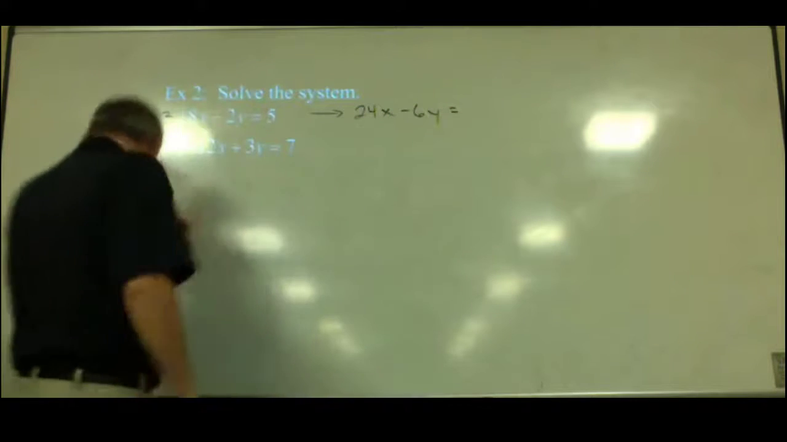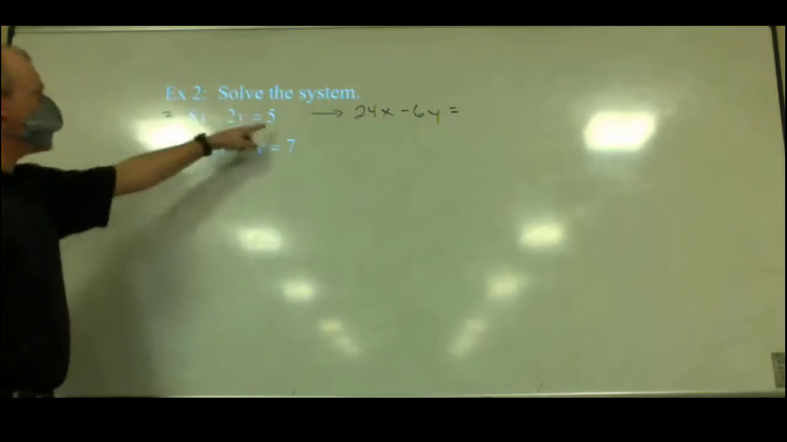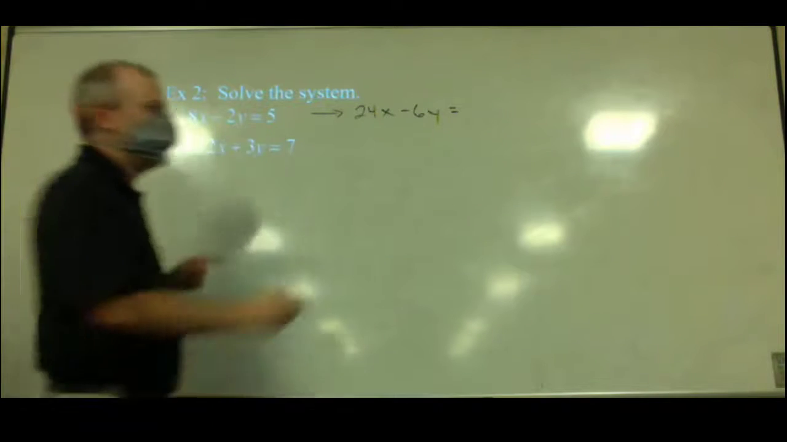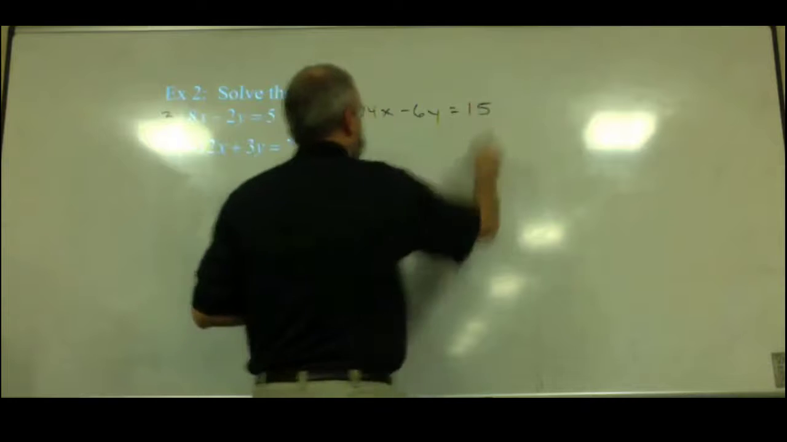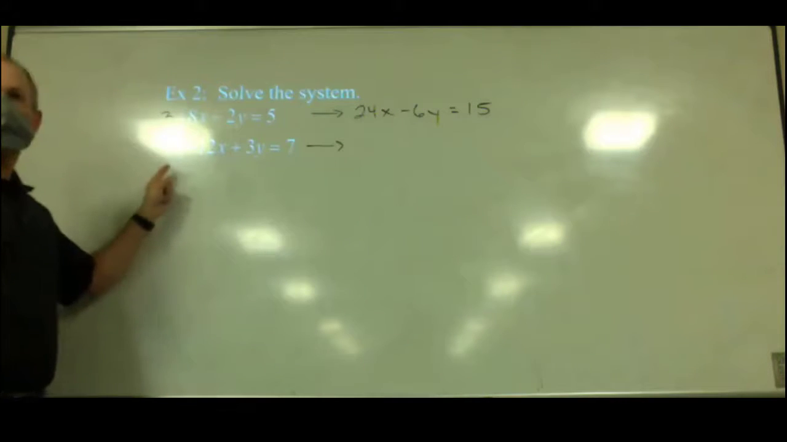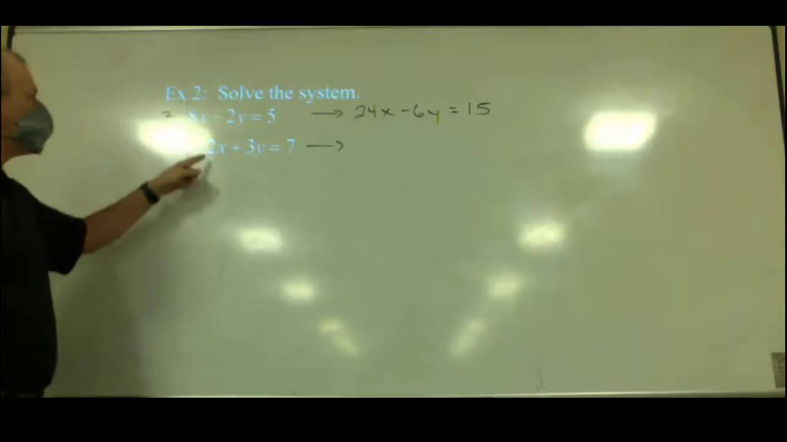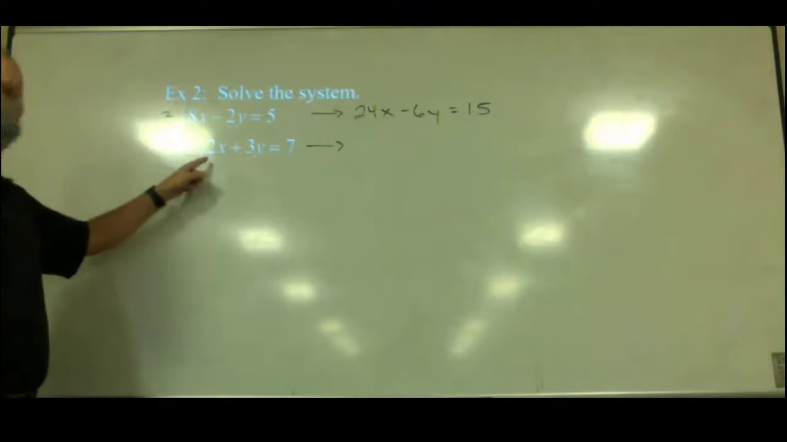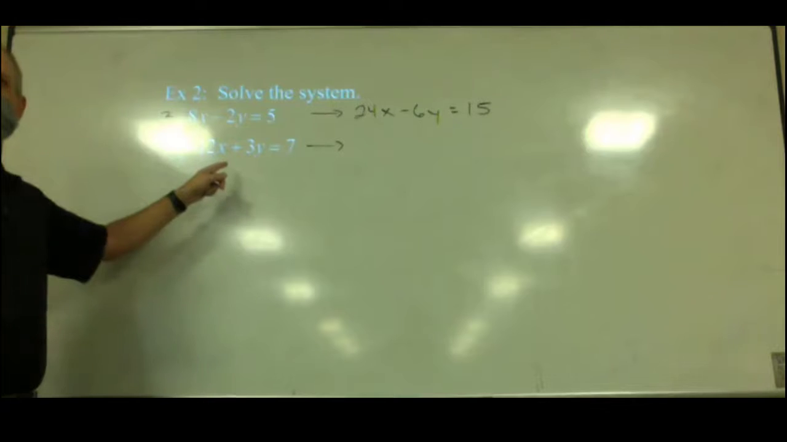So you have your equal sign. 3 times 5 is 15. Then we do the same thing with the other one, only we're using a 2 this time. 2 times negative 12x is negative 24x.